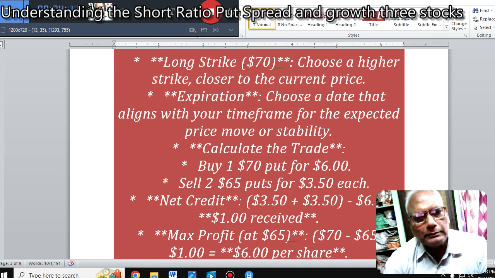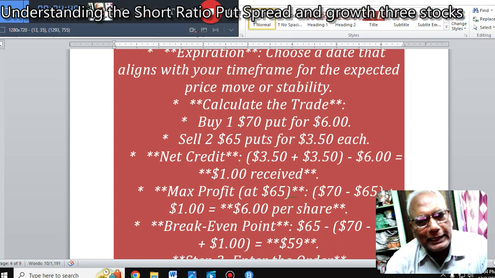Calculate the trade. Buy one $70 put for $6. Sell two $65 puts for $3.50 each. That means $7 net credit: 3.50 plus 3.50 minus $6.00 equals $1 received.